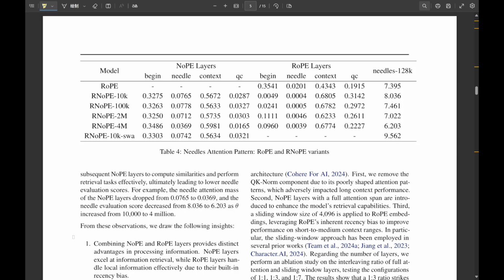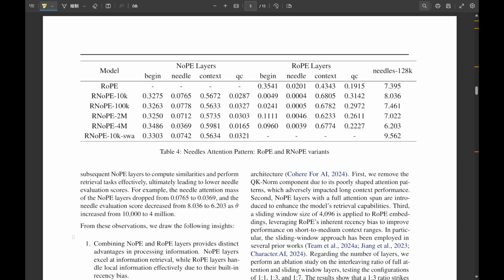But you mentioned efficiency gains earlier. This wasn't just about scores. Absolutely not. The practical implications are huge. RNoPE-SWA achieved a nearly 4x reduction in KV cache size. Remind us what the KV cache is and why reducing it matters.